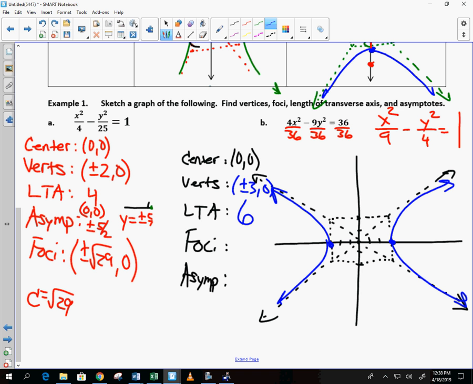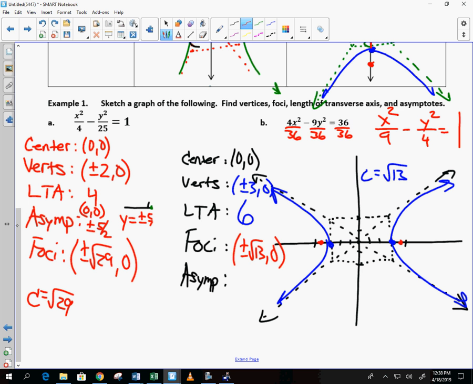Foci. What value do I have to find? C. A squared plus B squared is 13. So square root of 13 is C. What approximately is the square root of 13 if you were to guess? What would you say? 3.7 or something, sure. So we'll go about 3.5, 3.7 units. Just get a mark on there, show approximately where they are. So it looks like the foci are located at plus or minus root of 13, 0.